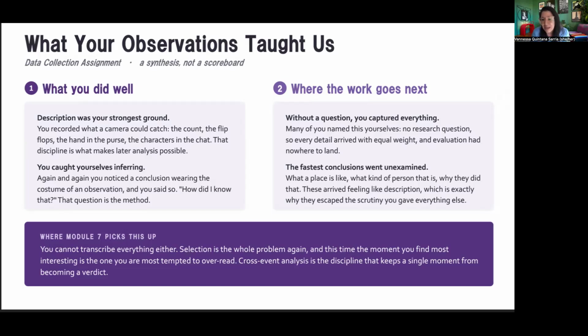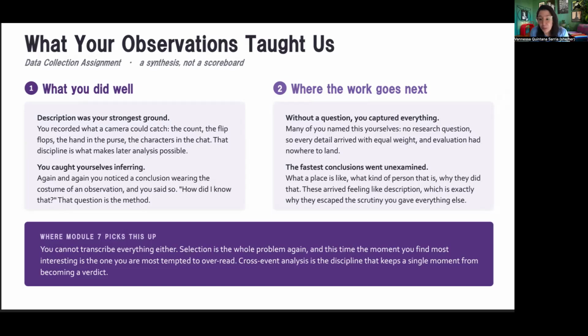The second is that you caught yourselves. Well done, class. Over and over in your reflections, you noticed a conclusion that had been wearing the costume of an observation, and you named it. One of you wrote that a woman was hot and then stopped and asked, how did I know that she was hot? And realized you had seen her fanning herself and supplied the rest. That question is not a small thing. That question is the method.